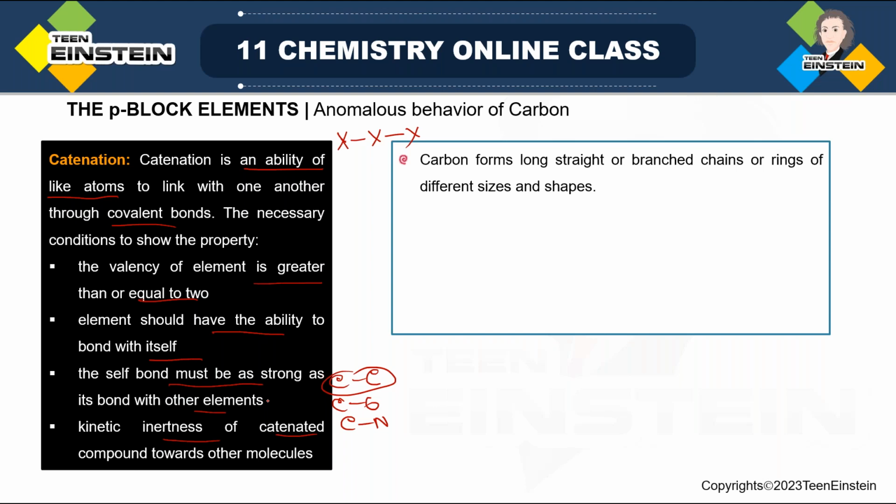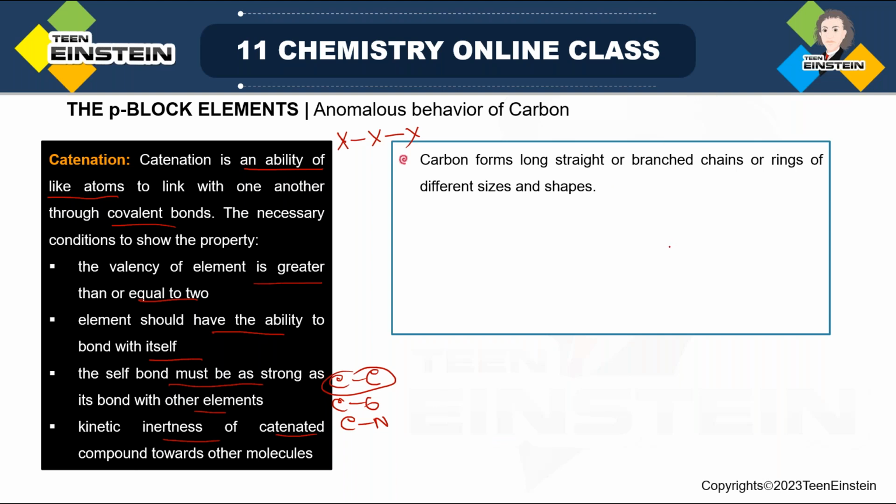It is another way of saying that once the catenated compounds are formed, they will be very stable. That means these bonds are very strong, so it will not show so much reactivity to other compounds. So these are the conditions that must be present for an element to show catenation. Now carbon is such an element where all these conditions are fulfilled. So that is why catenation is very high in the case of carbon.